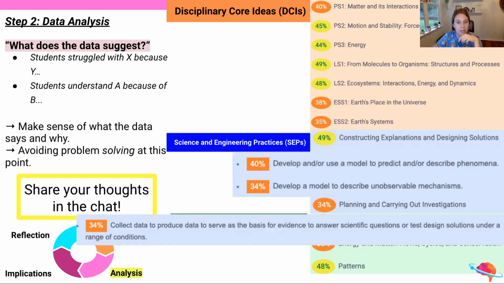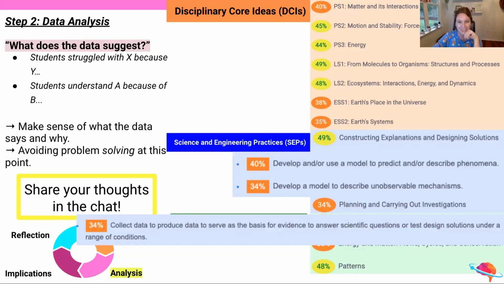And then the element for planning and carrying out investigations is collect data to produce data to serve as the basis for evidence to answer scientific questions. So it's data as evidence, which is interesting. If they're struggling with engaging in argument from evidence, maybe the part of the standard then is actually collecting that data and understanding the data coming from investigations, so then they can use it as evidence, because it seems like the evidence part is going well. I don't know. My brain's exploding right now.